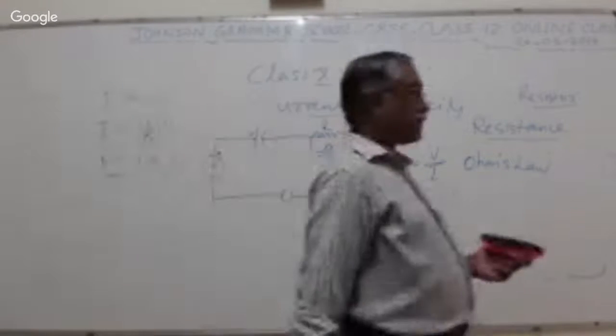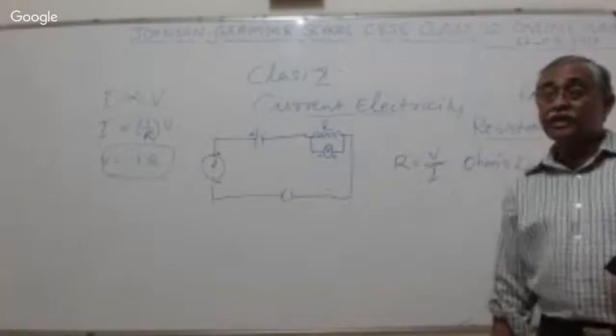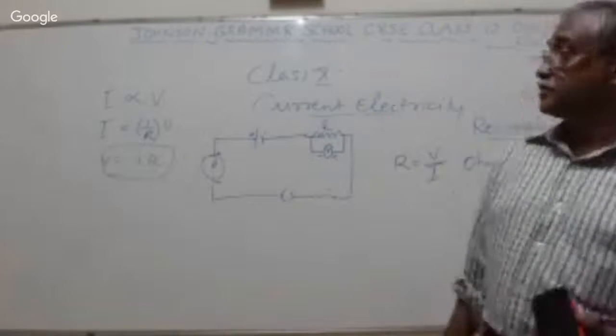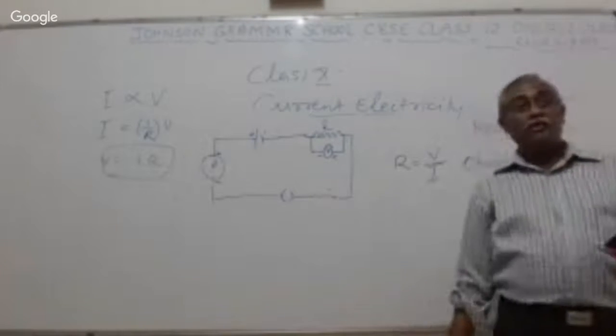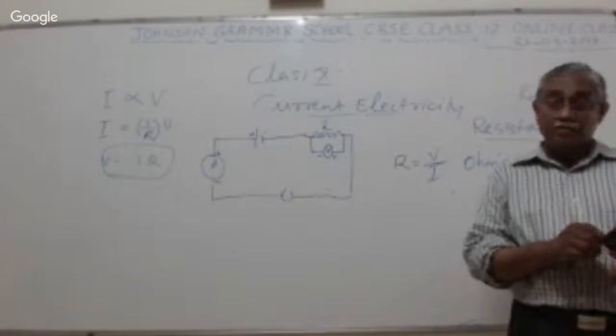We say that I is proportional to V, but there is one condition given. The current is proportional to voltage only when the temperature remains constant. It's very important: current is proportional to potential difference when temperature remains constant.